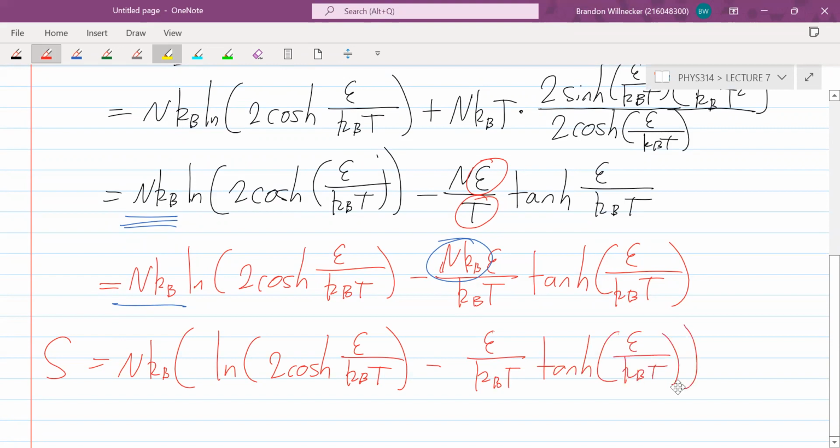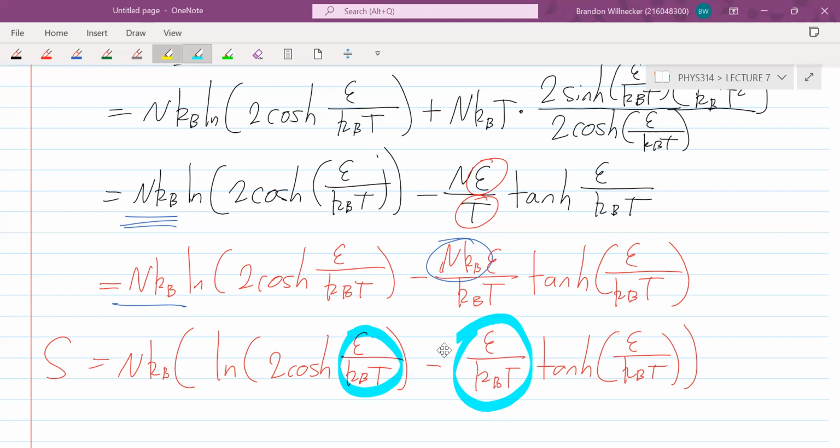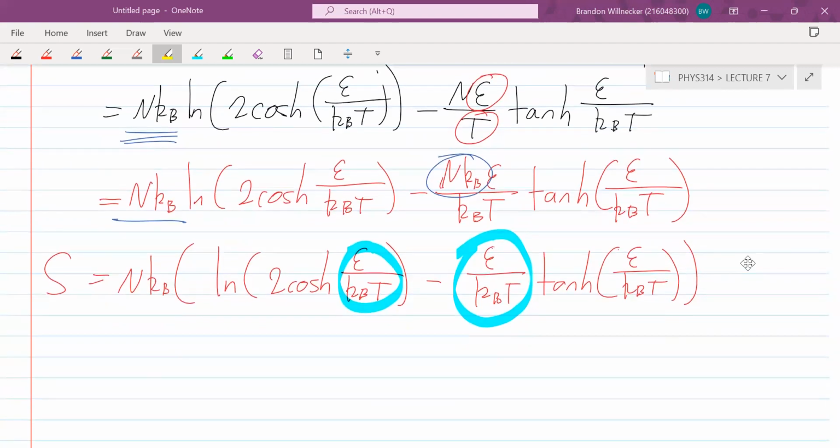Now you see how much, I don't know, quote unquote, nicer this looks in terms of units. So this epsilon and the KBT, those are always together. You've got an energy term at the bottom, energy term at the top, energy term at the bottom. So that has no units. Same thing with this other term here. We've got epsilon, which is an energy term at the top, energy term at the bottom. So altogether, no units. So we're left with this NKB at the front, which has units of entropy.